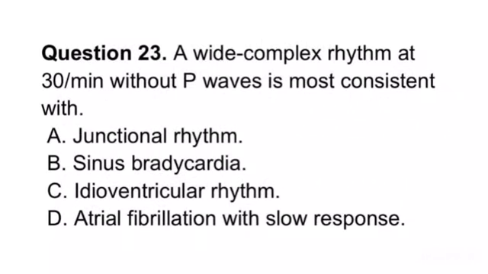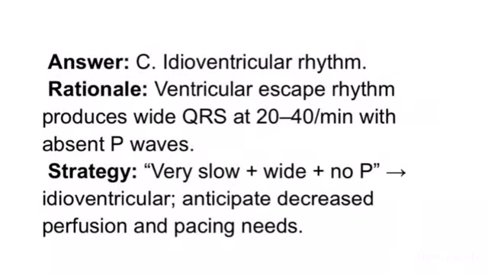Question 23. A wide complex rhythm at 30 per minute without P waves is most consistent with A. Junctional rhythm. B. Sinus bradycardia. C. Idioventricular rhythm. D. Atrial fibrillation with slow response. Answer: C. Idioventricular rhythm. Rationale: ventricular escape rhythm produces wide QRS at 20-40/min with absent P waves. Strategy: very slow plus wide plus no P. Idioventricular, anticipate decreased perfusion and pacing needs.